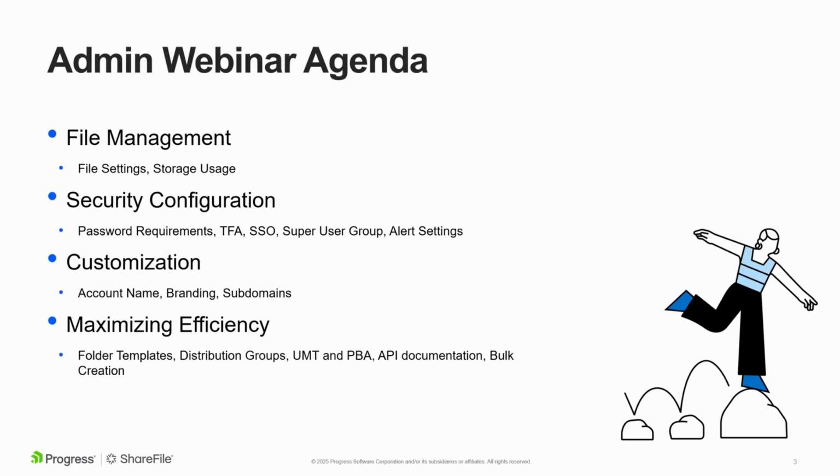We'll take a look at file management, going through some of the file settings, storage utilization on the account, security configuration. This is going to go through some of the password requirements, setting up two-factor authentication for users, single sign-on if you have some external identity providers to log in. We'll take a look at the super user group, and then we'll go through some alert settings to keep your account safe. Customization, we'll take a look at account branding.